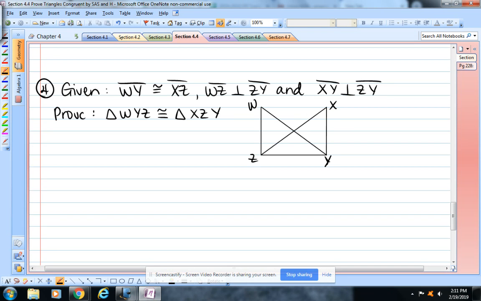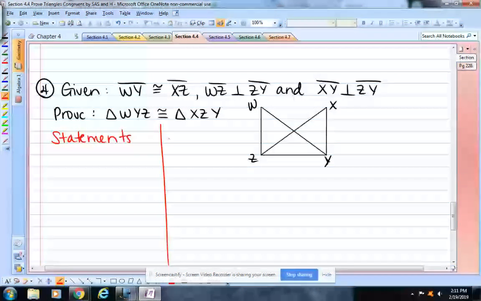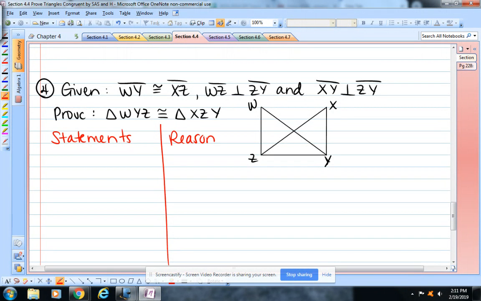So I'm going to do my statements and reasons table. How many givens do I have? Technically 3. So I do all of mine in one step. They could be in 3 different steps. And they did not mark anything on my picture, did they? Did they mark anything given on my picture?